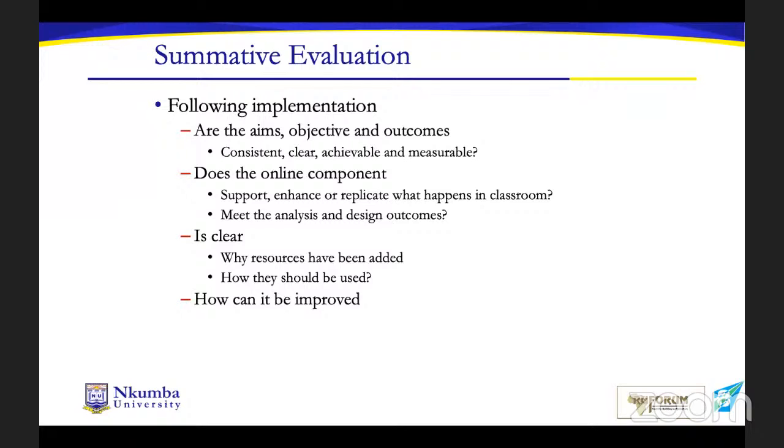Is it clear why you are actually getting the resources that are there online? Why do you have such resources there and not the other? And are you sure the learners know how to use what you are giving them? You may be doing something and half of the class does not even know how to use an LMS, but you expect them to be there.